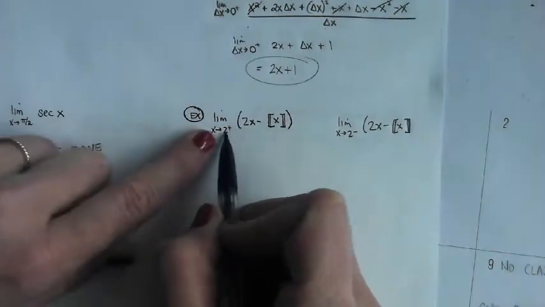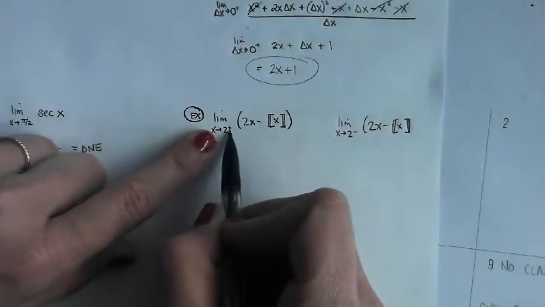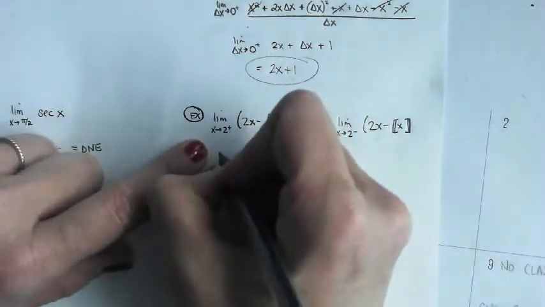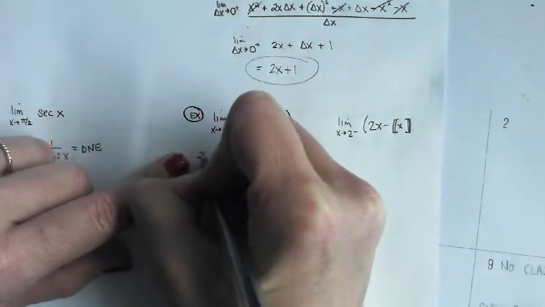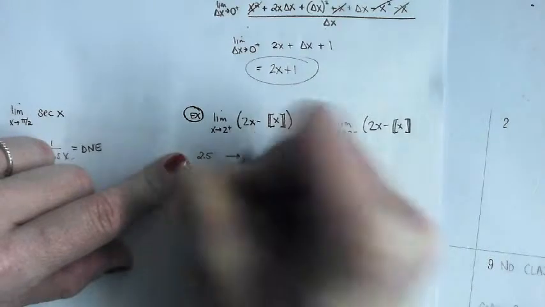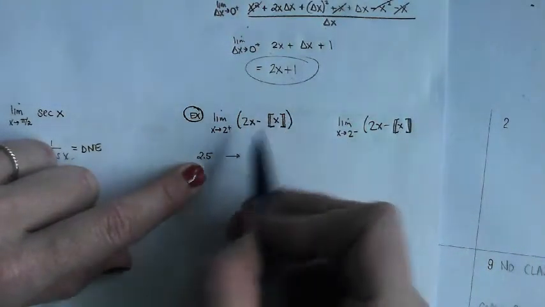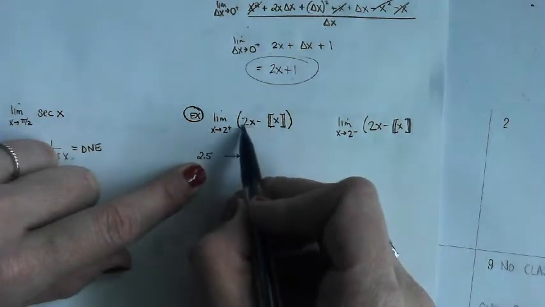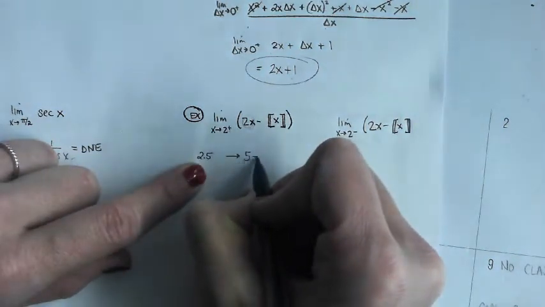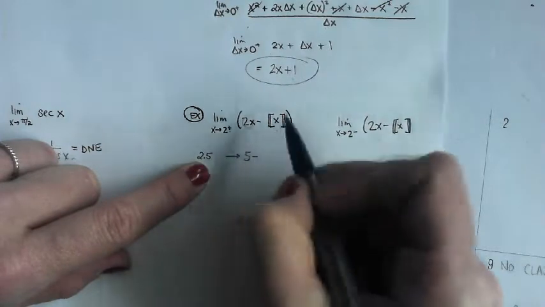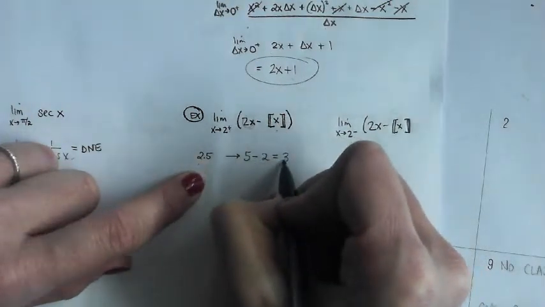Let's see. If I plug in anything greater than 2 from the right, like what? 2.5. So if I plug in 2.5, when you take the greatest integer below it. So if I plug in 2.5, I'm going to get 5 minus 2, which is 3.